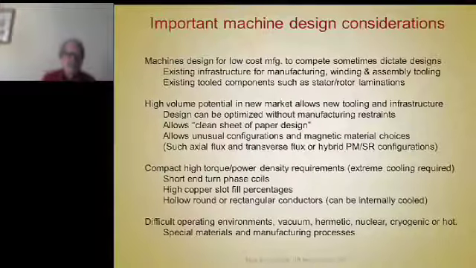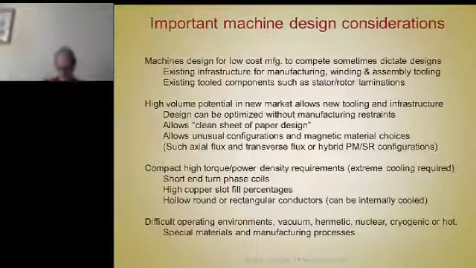But if the volume is high enough, if you're in a market where the volume's high enough, then you can make new tooling and change the infrastructure and the whole manufacturing process to allow you to have important improvements in efficiency, high slot fills, and good materials. Some new designs that you might think of, and this is an important point to make in this series, I think, is that many inventors and designers of machines today come up with new, exotic, strange, off-the-wall configurations.